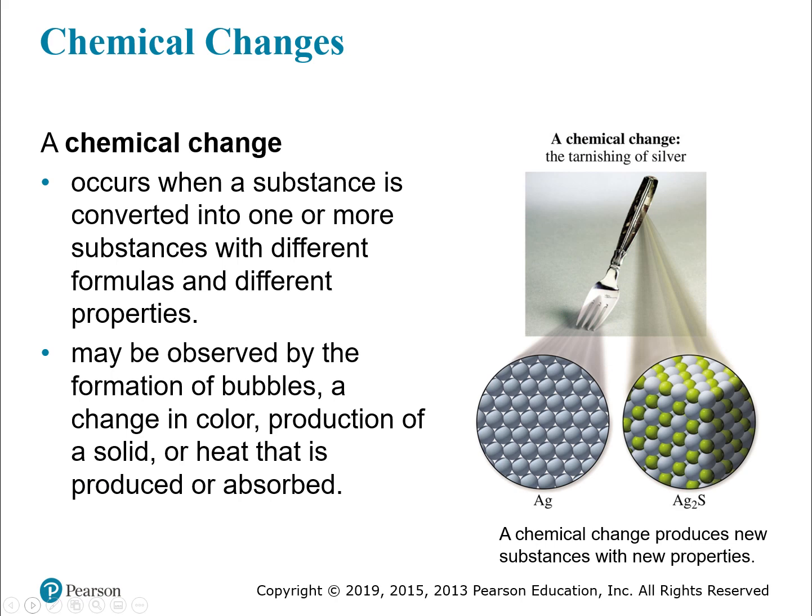So again, chemical change, which is what this chapter is about, means a chemical reaction. There are lots of different ways that you can observe a chemical reaction. The ones that we're going to cover are the formation of bubbles, change in color, production of a solid, or a change in energy.